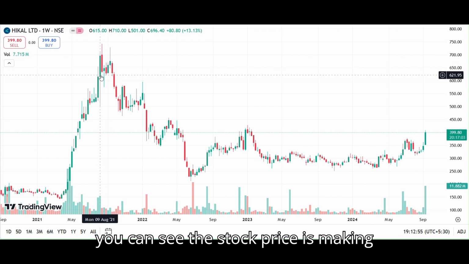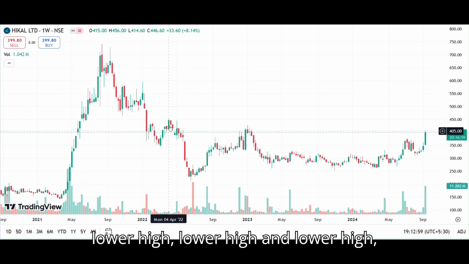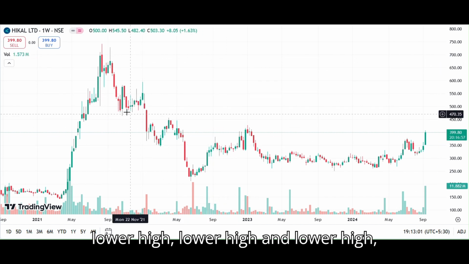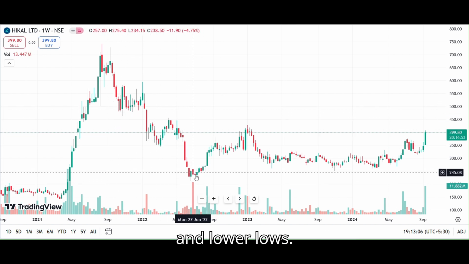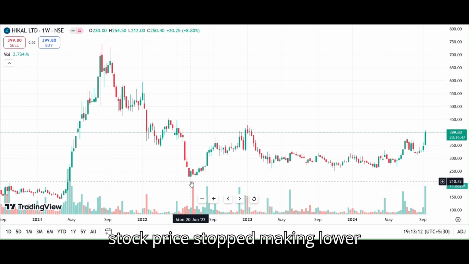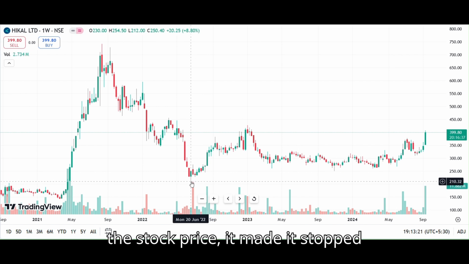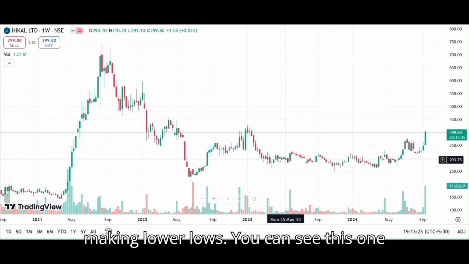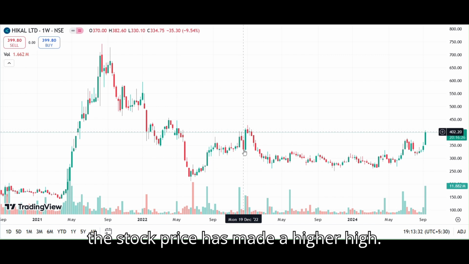You can see the stock price is making lower highs, lower high, lower high, lower high, and lower high, and then lower lows, and lower lows. From June 2022, the stock price stopped making lower lows. You can see this one is not a lower low. The stock price has made a higher high.